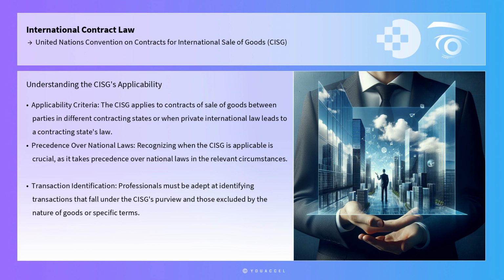The CISG applies to contracts of sale of goods between parties whose places of business are in different contracting states, or when the rules of private international law lead to the application of the law of a contracting state. One of the most critical insights for practitioners is recognizing when the CISG is applicable, as it takes precedence over national laws in these circumstances. Professionals must be adept at identifying transactions that fall under the CISG's purview and those that might be excluded due to the nature of goods or specific contractual terms.